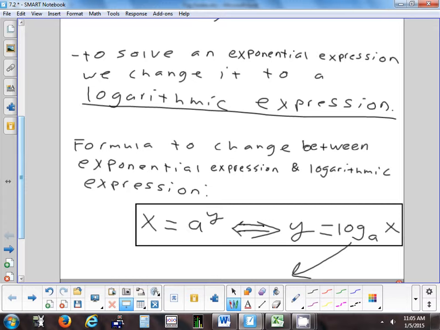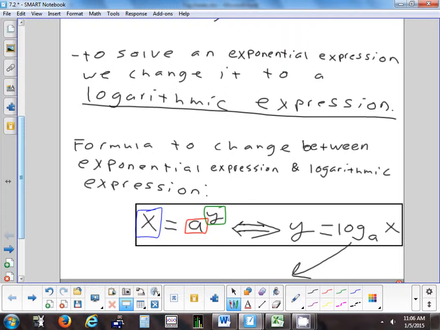There are really 3 pieces of information that we have to look at. You've got the a. Does anybody know what you call that number? When you have the number up higher, that's your exponent. But how about the number lower? That's your base. So a is your base. y is your exponent. x is what it was equal to, that was by itself on the other side.